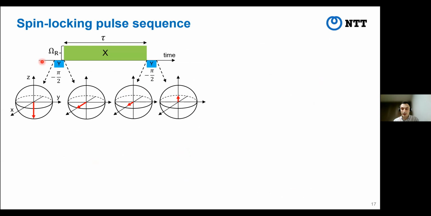So we have three pulses in the sequence. The first pulse rotates the qubit around the y-axis by 90 degrees, so the qubit state vector is oriented along the x-axis. The second pulse is applied along the same x-axis, so the qubit is locked in this direction. The third pulse rotates the qubit into its final state along the z direction, so its state can be read out by a dispersive readout. In our experiments, we change the duration of the spin-locking pulse, tau, and its amplitude, the Rabi frequency omega_R.